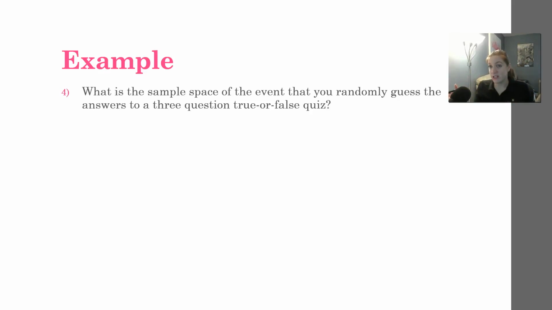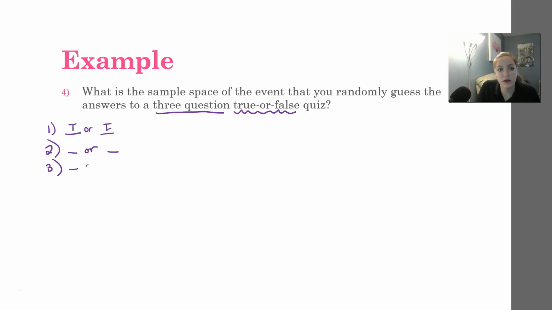You're just guessing on a quiz. So maybe I don't know any of the answers, I'm just guessing here. You have 3 questions, and each question is either true or false. So question 1, you have either T or F, right? Question 2, same thing. Question 3, true or false. Those are my options, right?